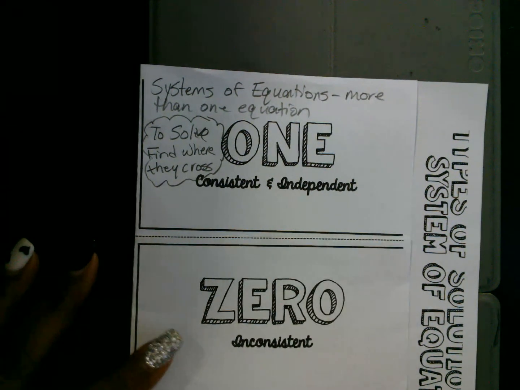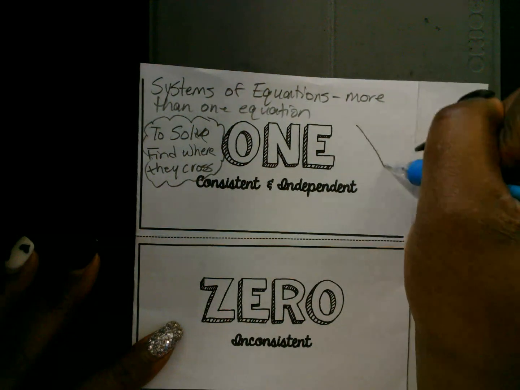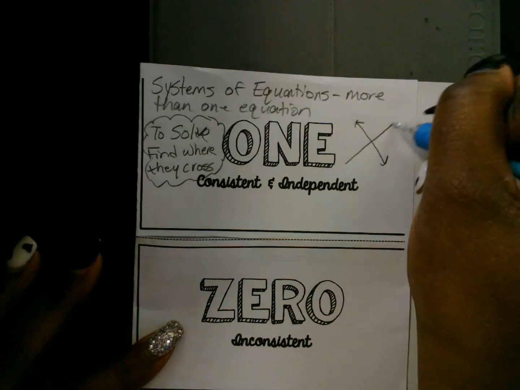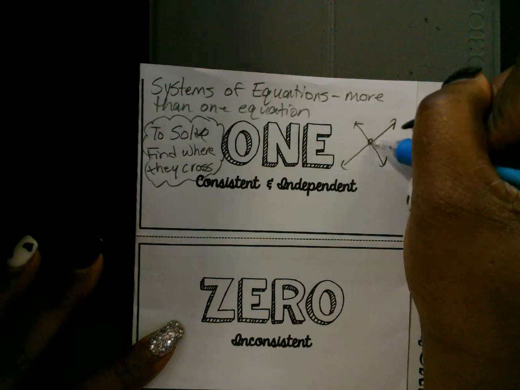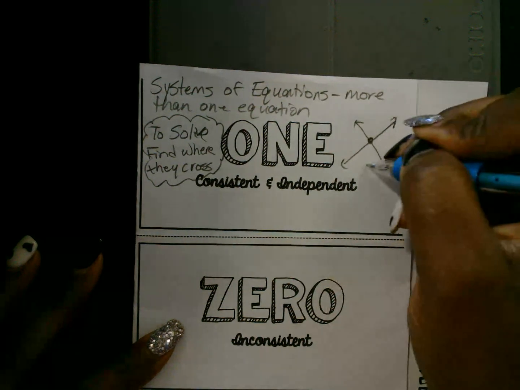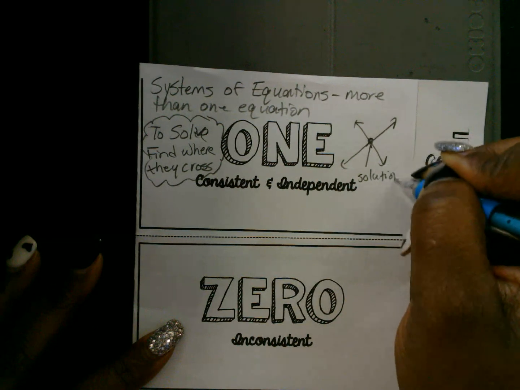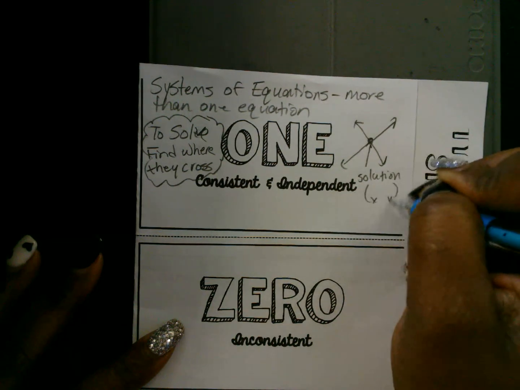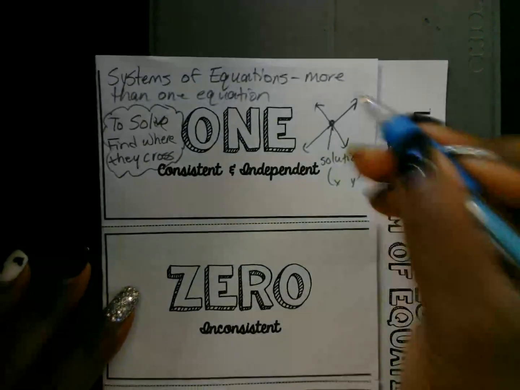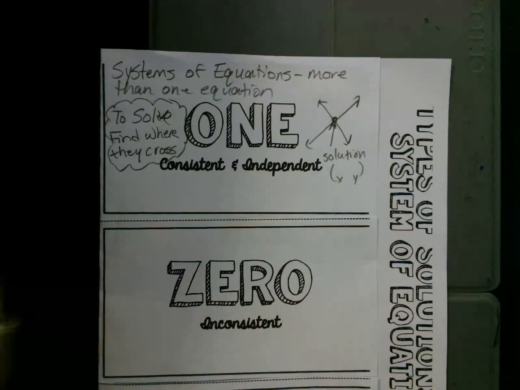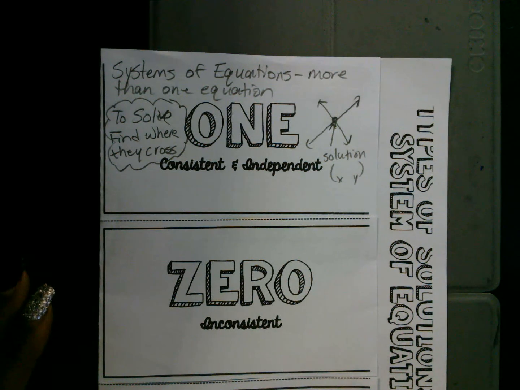All right, if you graph them and they cross, this point right here where they cross is the solution. The point in which the lines cross is the solution. So the ordered pair is going to be the solution. This has one solution because it crosses in one place.